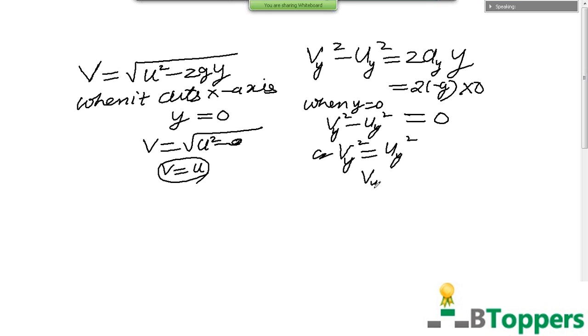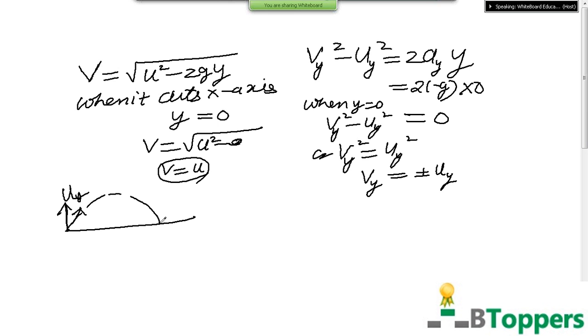Or we can write vy equal to plus or minus uy mathematically. But the vertical component of initial velocity at the point of projection is directed vertically upwards. But when the projectile returns to the horizontal plane of projection, the vertical component of velocity vy will be directed downwards.